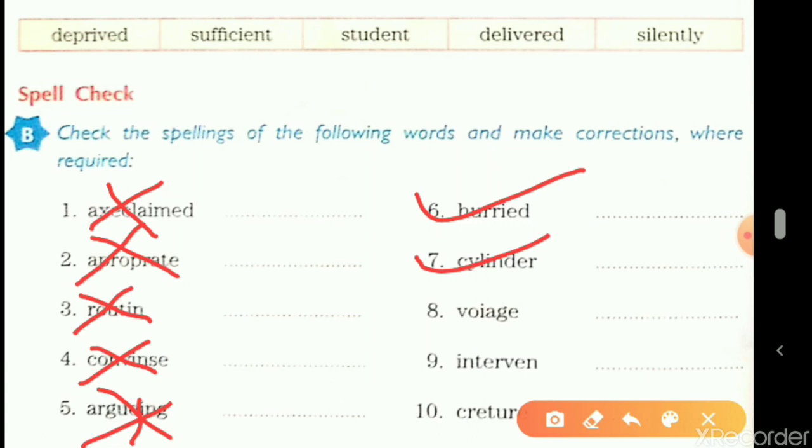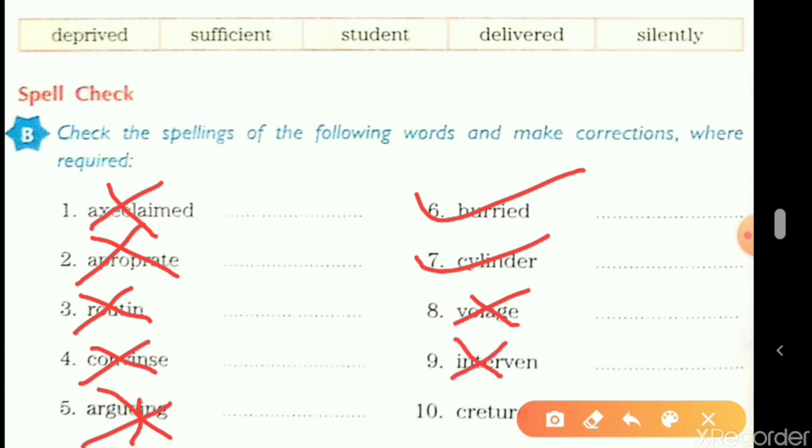Now, the eighth spelling of voyage is wrong. Instead of I, Y will come. So we need to write the correct spelling of voyage. Voyage means a long journey, especially by a ship. V-O-Y-A-G-E, voyage.